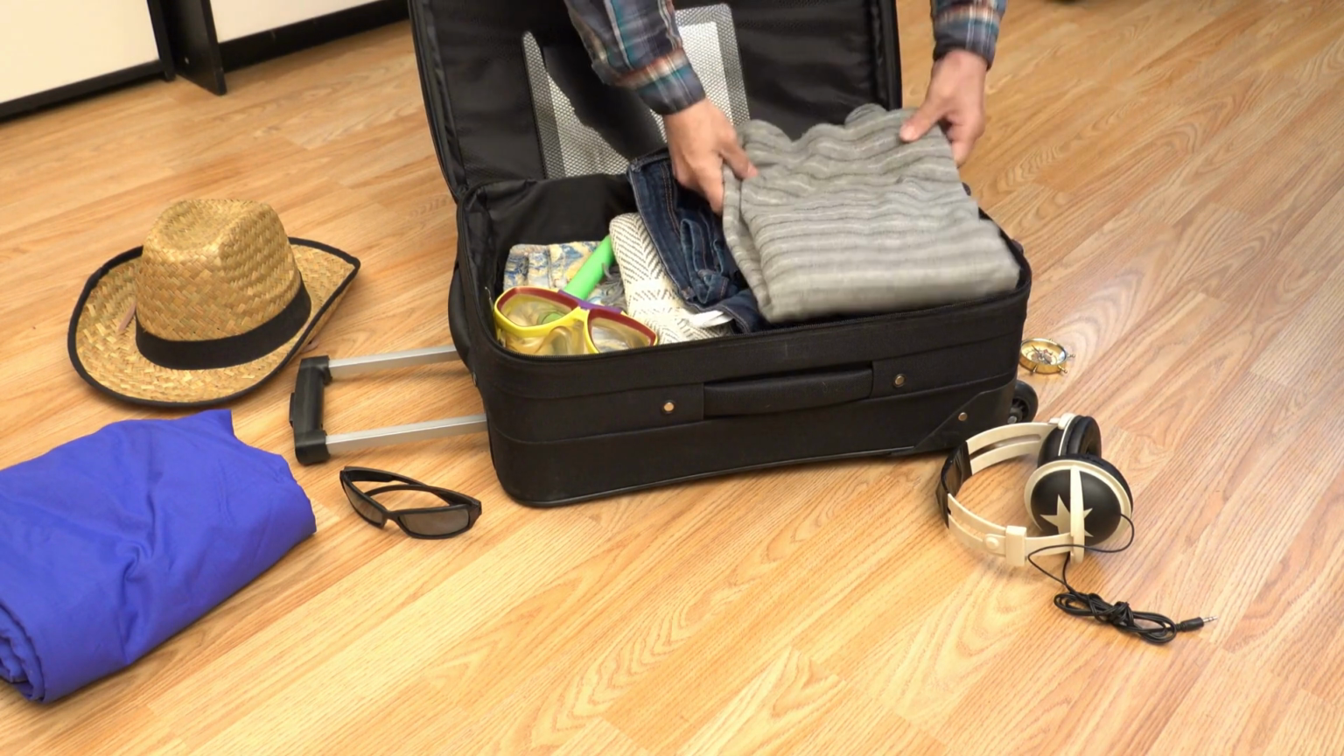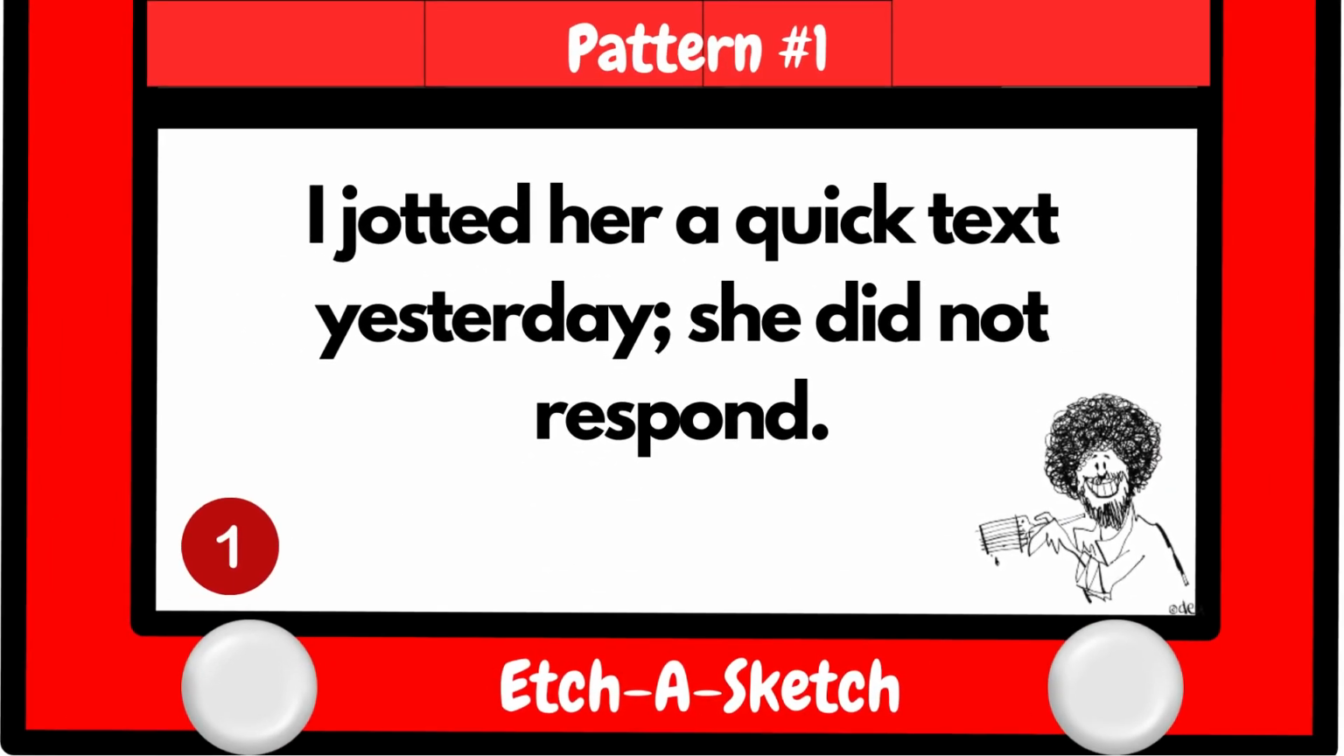So I'll show you what I would do in my classroom, and I'm not going to show you all 5 patterns, otherwise this video would be like 90 minutes long, but I'll just give you a general groove of how to organize this. So at my overhead, I would project number 1 for pattern number 1 and read it and then just unpack it for the kids. I jotted her a quick text yesterday; she did not respond. So typically what you would do is put a conjunction where the semicolon is and say, but she did not respond. So I just remind my kids by definition that you're removing that conjunction.